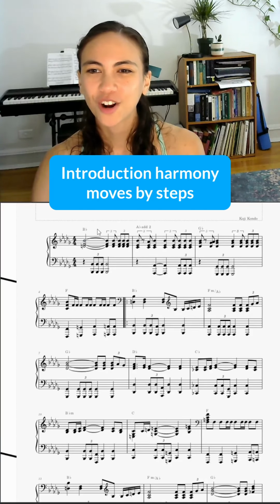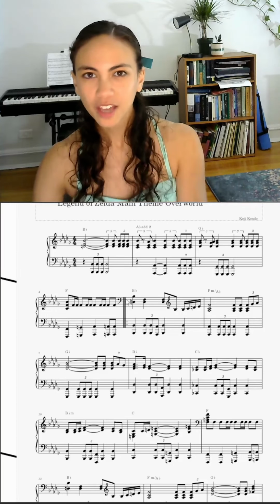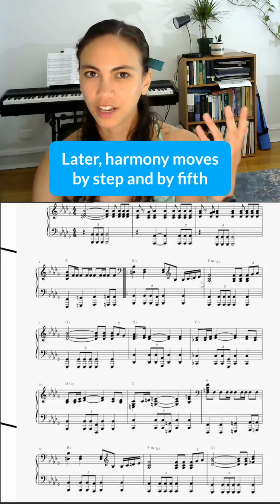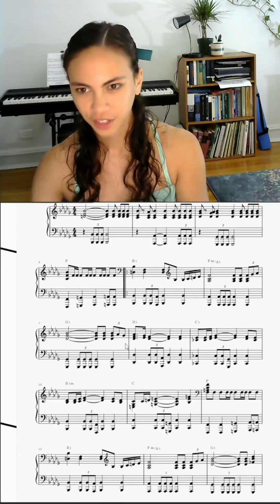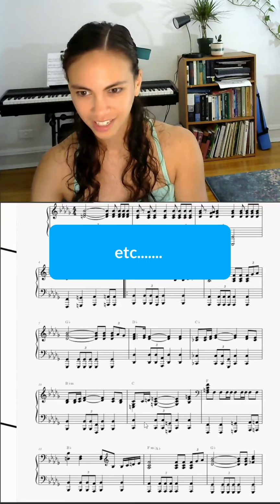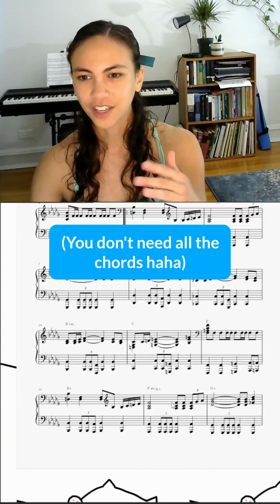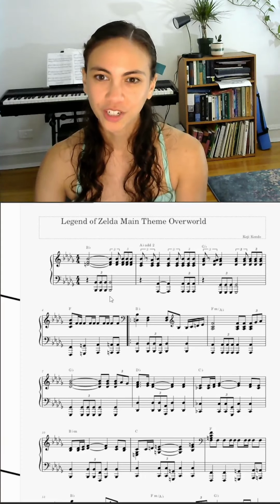In the introduction, the harmony moves by steps. We go B flat, A flat, G flat, F, but then once we get into the meat of the piece, we go B flat to F, which is a relationship of a fifth, but then we're moving by step again to G flat, then a fifth to D flat, then step to C flat, step to B flat, step to C, then a fifth to F, then a fifth to B flat, then a fifth to F again, and then stepping to G.